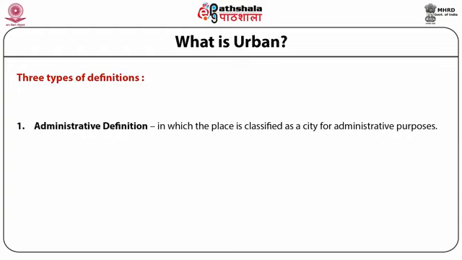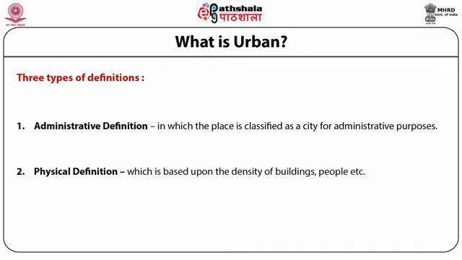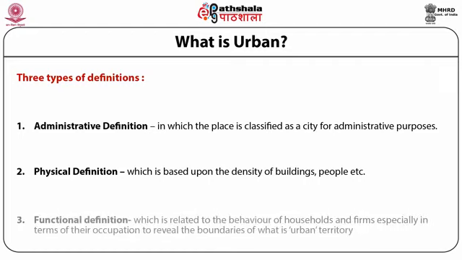Firstly, the administrative definition, in which the place is classified as a city for administrative purposes. Secondly, the physical definition, which is based upon the density of buildings, people, etc. Thirdly, we have the functional definition, which is related to the behavior of the households and firms, especially in terms of their occupation, to reveal the boundaries of what is urban territory.